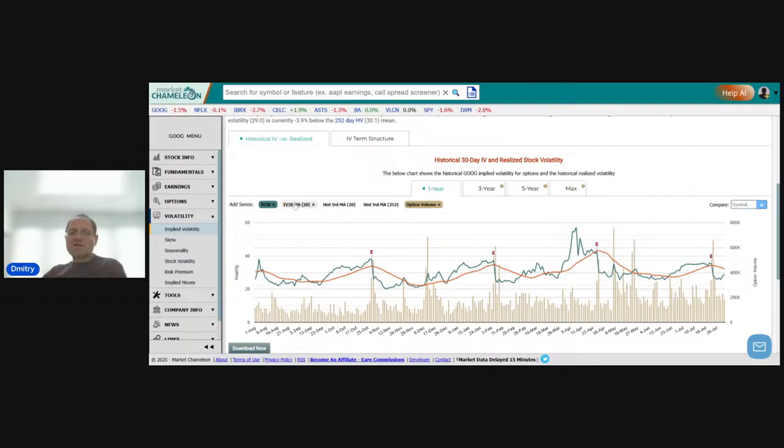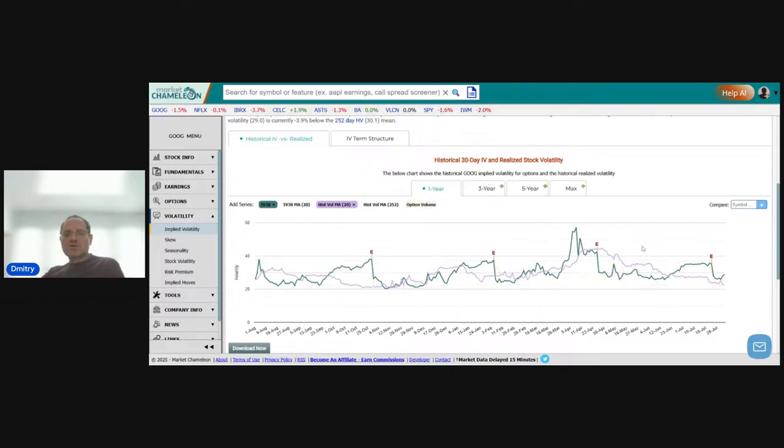We could also plot it against the historical stock. Here I'm going to remove the volume, but this allows us to compare the implied volatility versus the 20-day historical volatility, right? So how far away does it project forward volatility relative to the last 20 days?